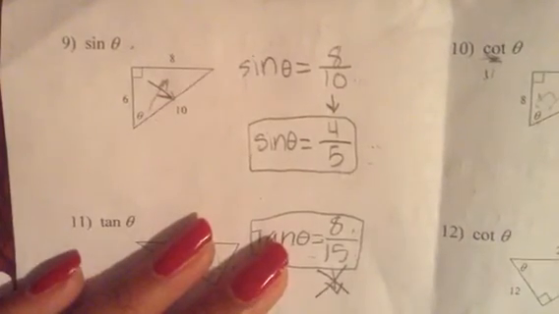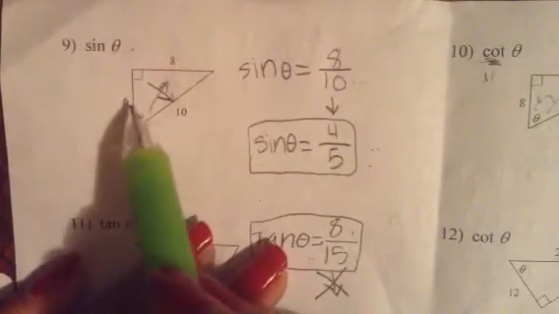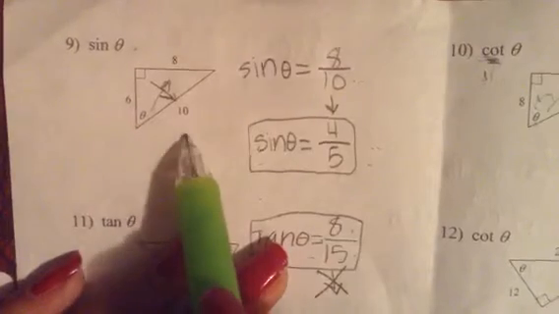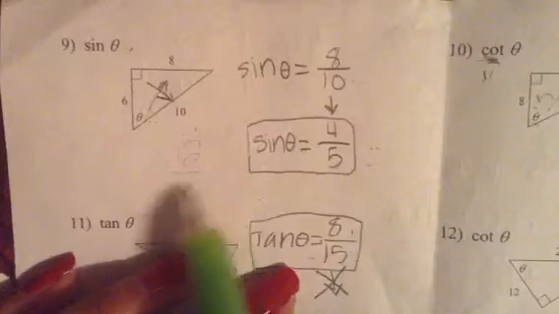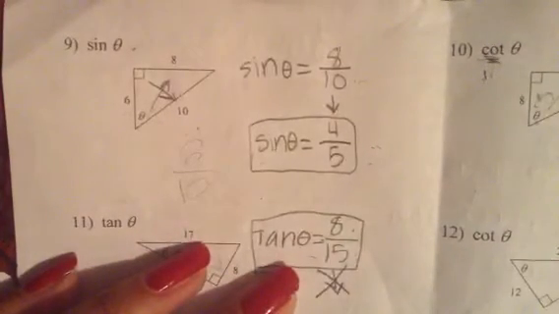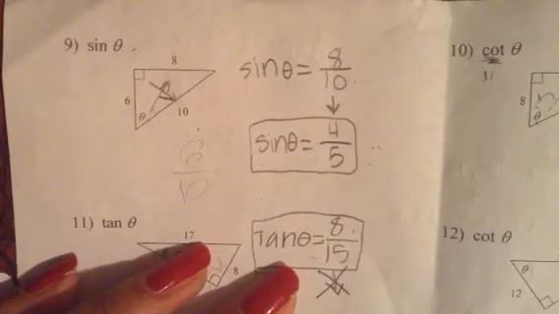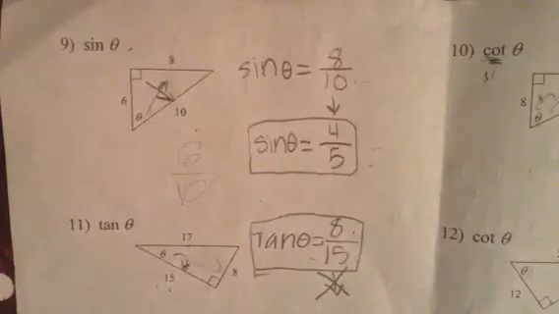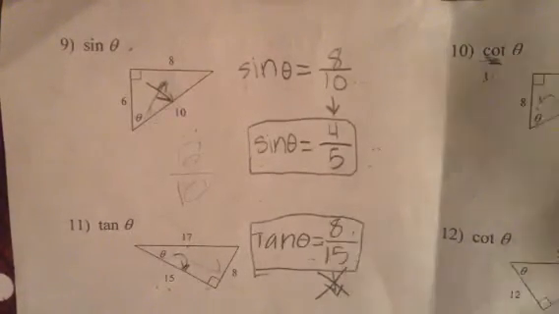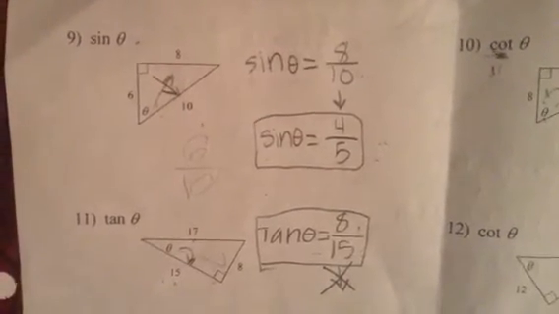And then there's also cos theta, which would just be adjacent over 10. So if you were finding cos theta, you just have 6 over 10, which would reduce to 3 over 5. And that would be your cos theta. Unfortunately, I don't have any cos theta problems on this worksheet, so I can't really show you.